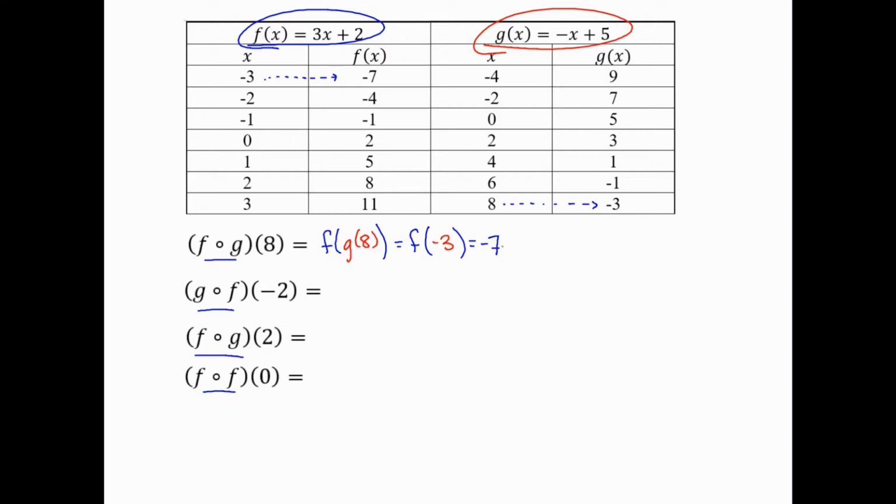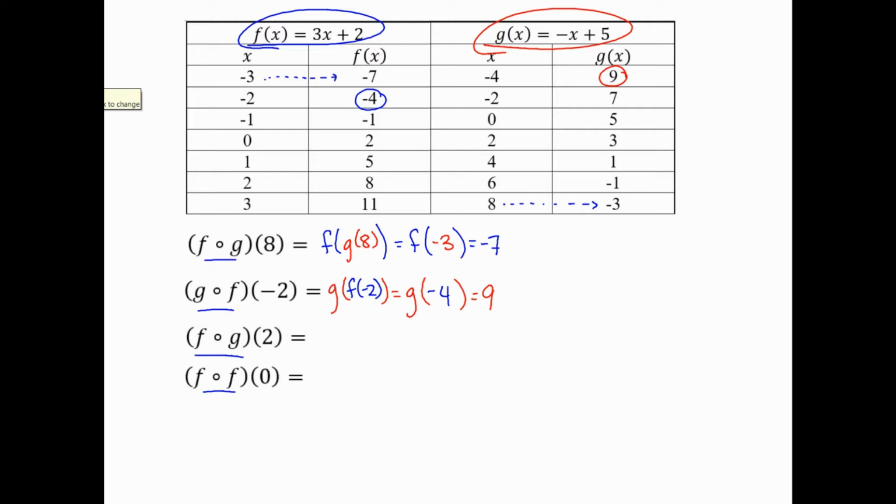g of f of -2, let's go through that one. g of f of -2. So let's see how that turns out. So g of, well, f of -2, that's going to get me -4. And when I evaluate g of -4, that's going to get me 9. So it goes a little bit quicker when we're not evaluating the functions themselves.